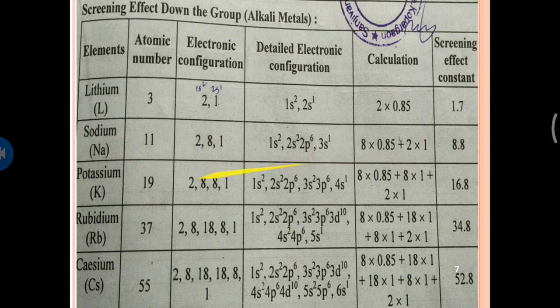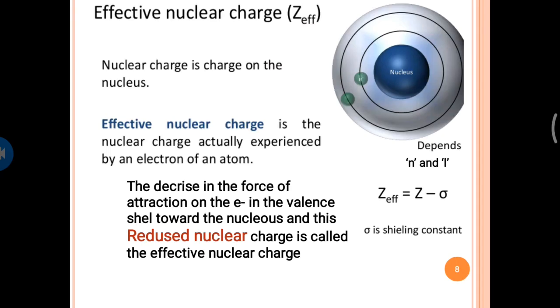So now here we discuss effective nuclear charge, Z effective. What is Z effective? Z effective is the reduced nuclear charge. Nuclear charge is the charge on the nucleus.